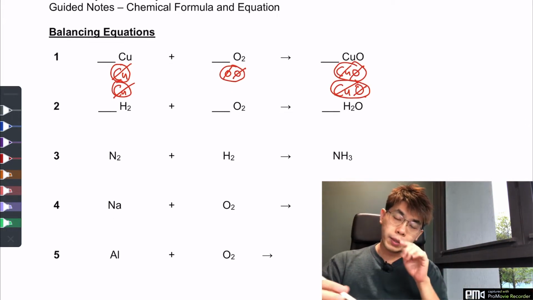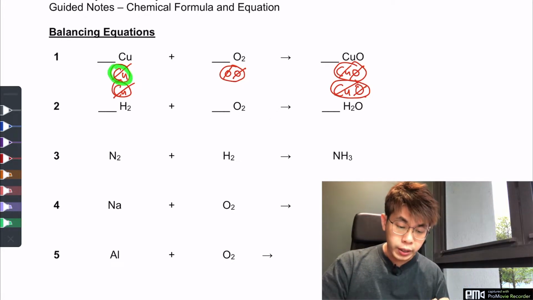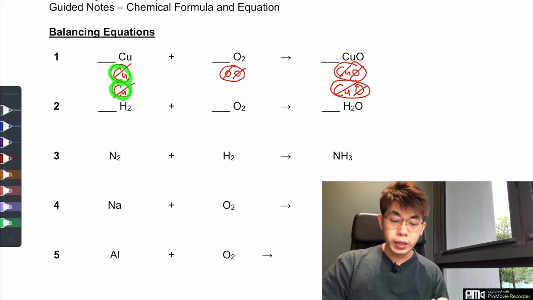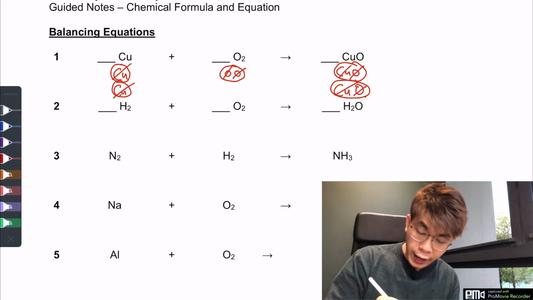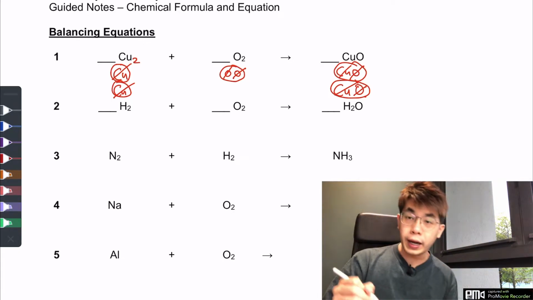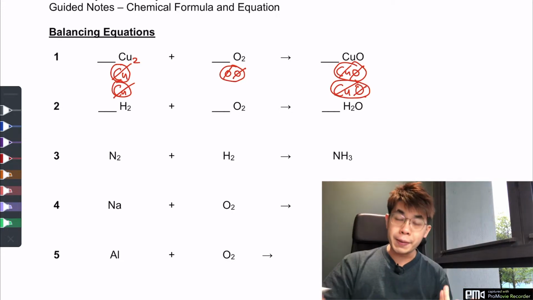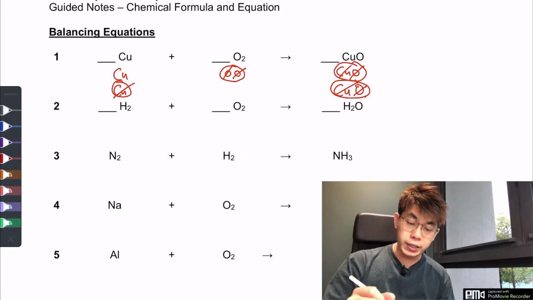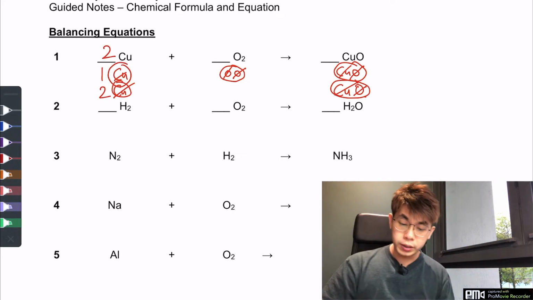So I count the number of atoms, the number of substances I have. So I have one Cu and I have two Cu. And then I need to add the number at the front. I cannot put Cu2 like that. I am actually changing the chemical formula, meaning I'm changing the name. So that's not correct. So I need to add in the number at the front because there's two Cu. There's one, two of it.